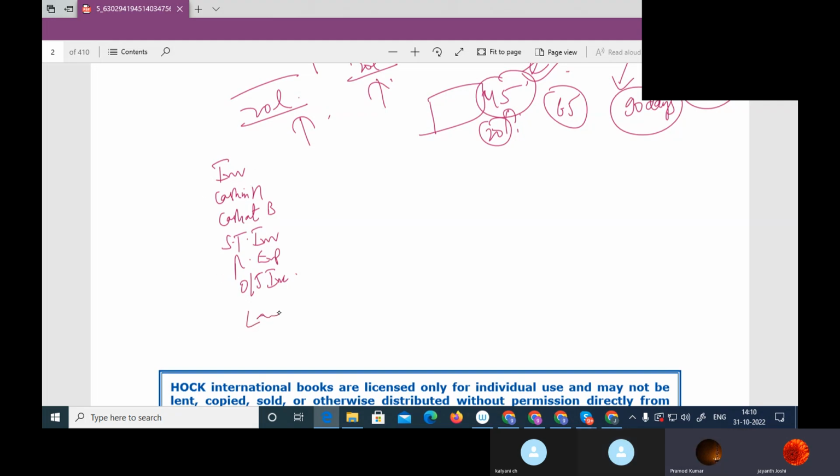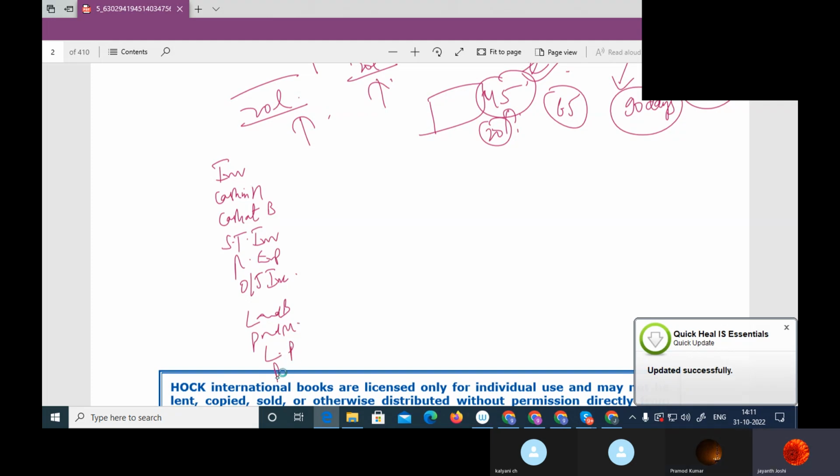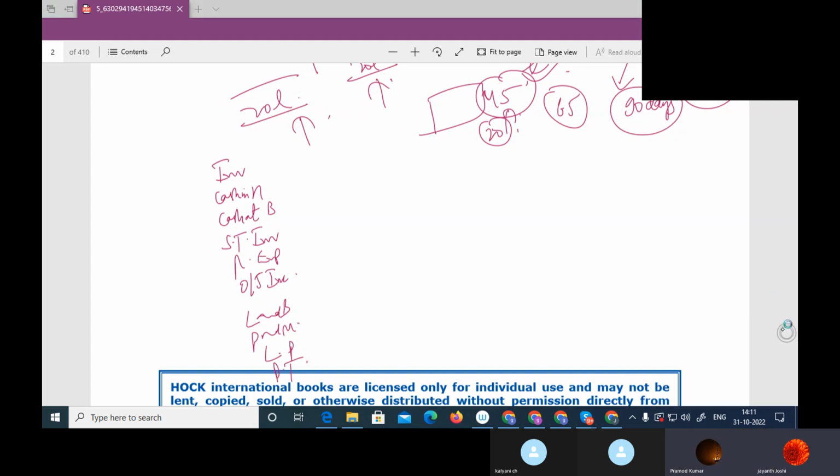Then land and building, plant and machinery, leasehold premises, patents, trademarks, copyrights. All these trademarks and copyrights are intangible assets. This gives you a total of assets. Okay. Now comes the liability.